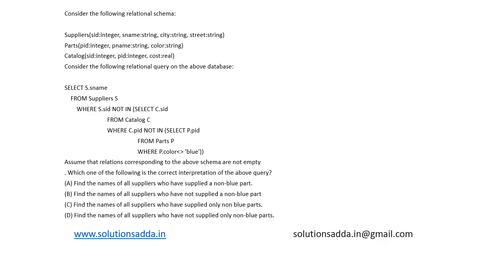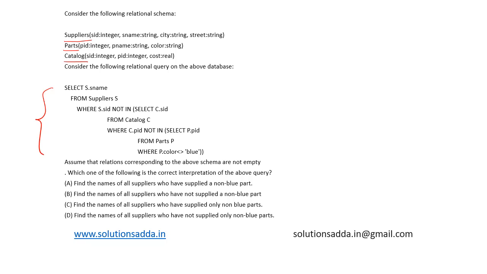This is a question from database. We are given a relational schema with the relations suppliers, parts and catalog. And we are asked the following SQL query: select s.name from suppliers S where s.sid not in (select c.sid from catalog C where c.pid not in (select p.pid from parts P where p.color not equal to blue)). Assume that the relations corresponding to the above schema are not empty. Which one of the following is the correct interpretation for the above query?